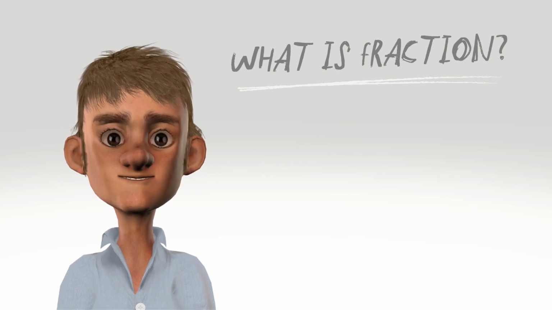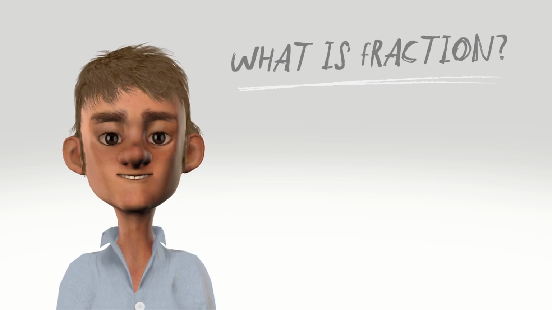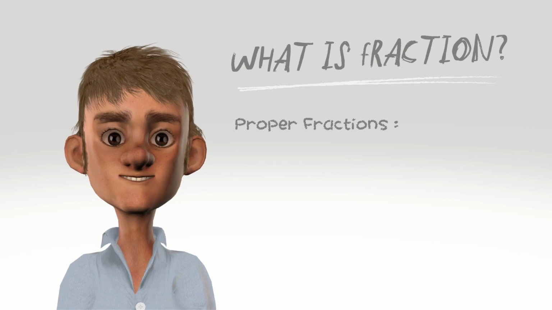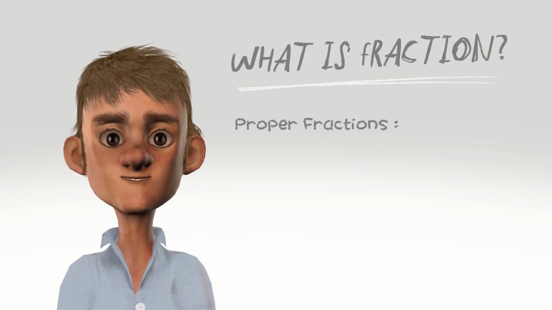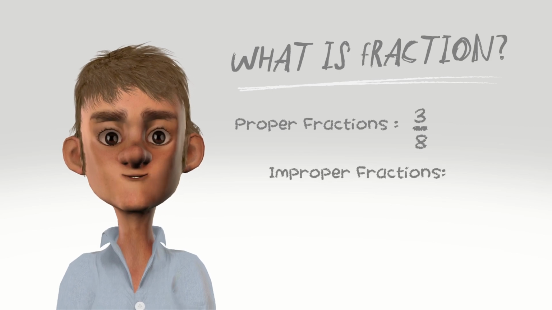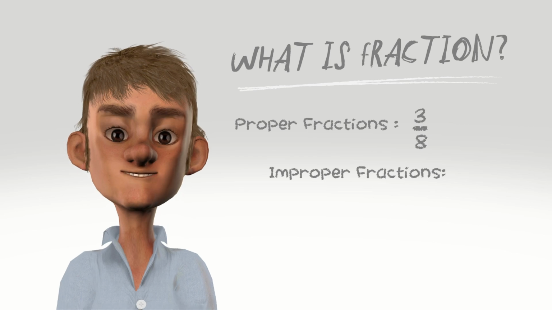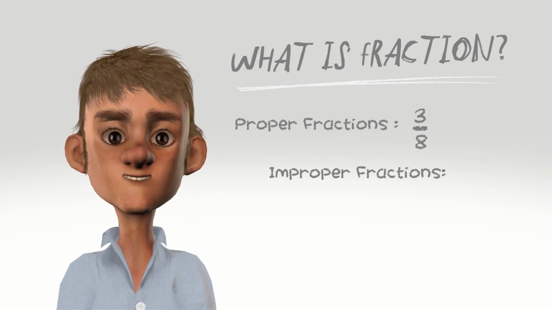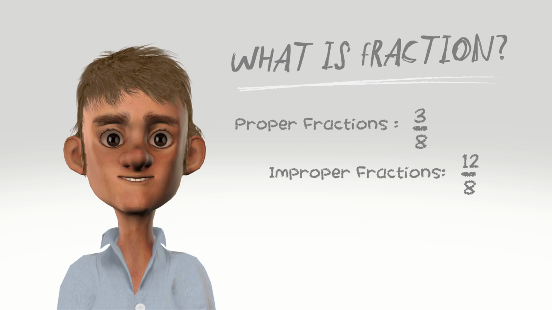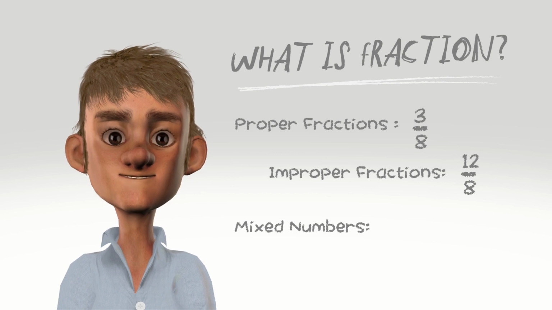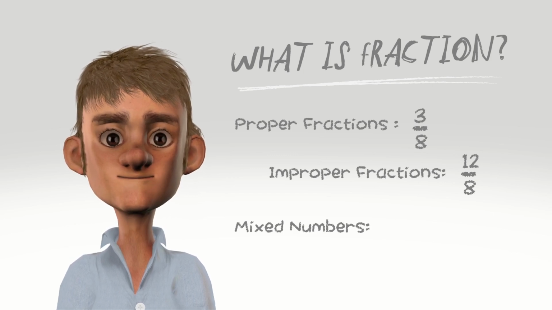There are 3 types of fractions. First is proper fractions. The numerator is less than the denominator, like 3/8. Next is improper fractions. The numerator is greater than or equal to the denominator, like 12/8. Lastly, mixed numbers. A combination of a whole number and a fraction, like 2 and 1/2.